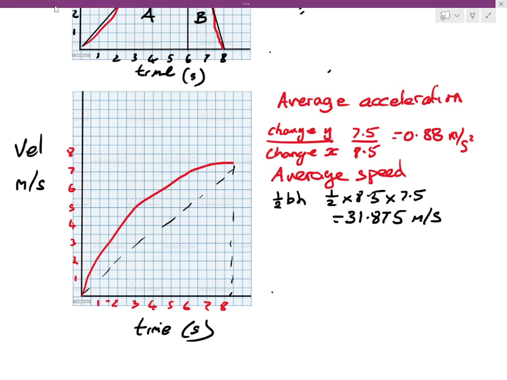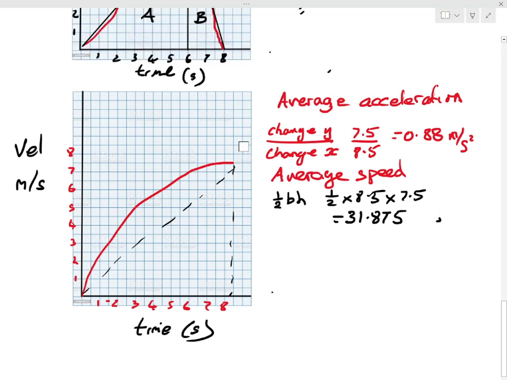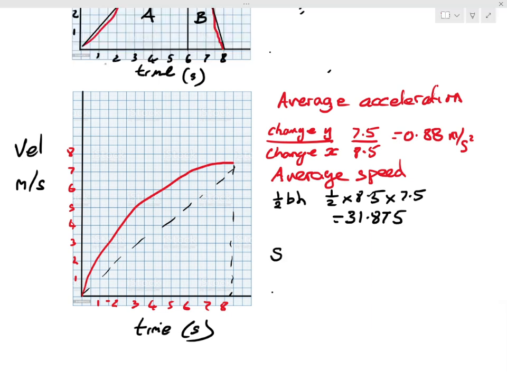Oh no. That's the area of that triangle, isn't it? Gosh. Yeah. So we now need speed equals distance over time, which is 31.875 divided by the time, that's 8.5. 31.875 divided by 8.5 is 3.75. 3.75 meters per second.